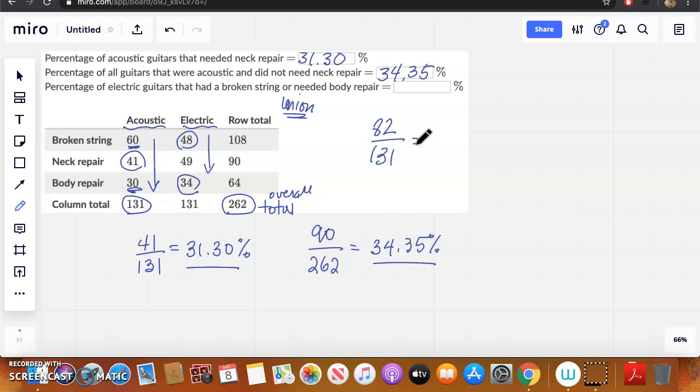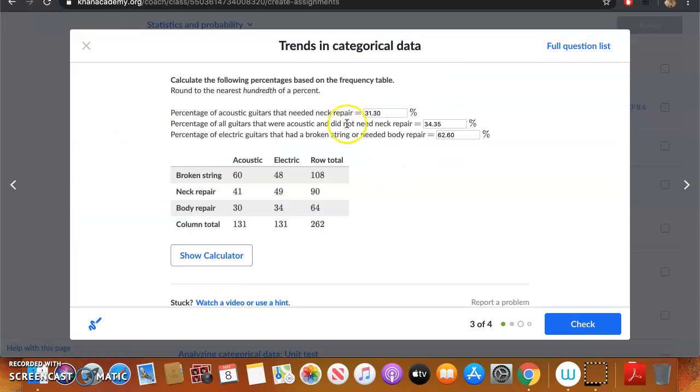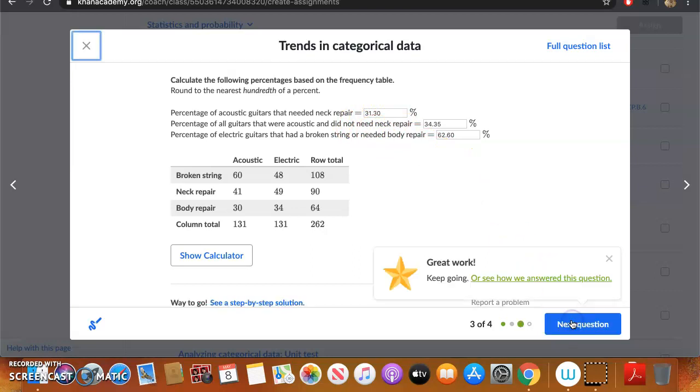And that comes out to 82 divided by 131 is roughly 62.60. 62.60%. Okay? So that is our final answer, 62.60%. Okay. Okay, so just to save some time, I paused the video and I plugged in the numbers, and we're going to check right now, and they are correct. Okay. All right, let's go to the next problem.